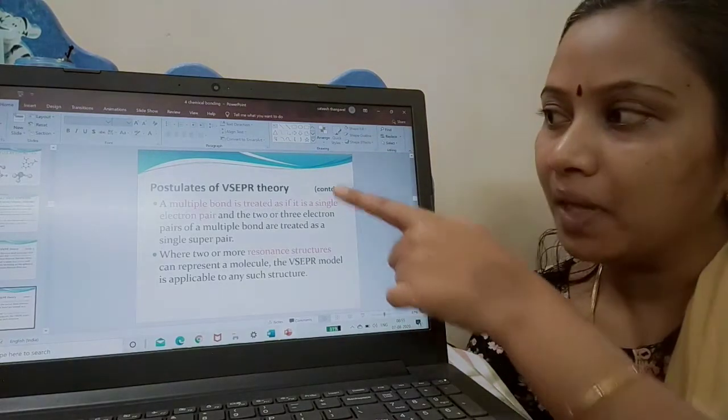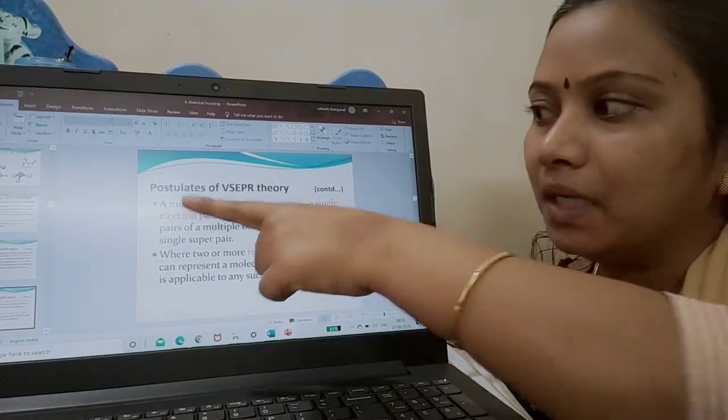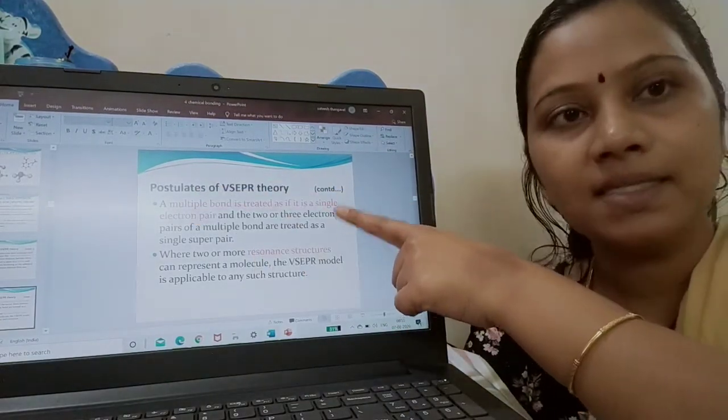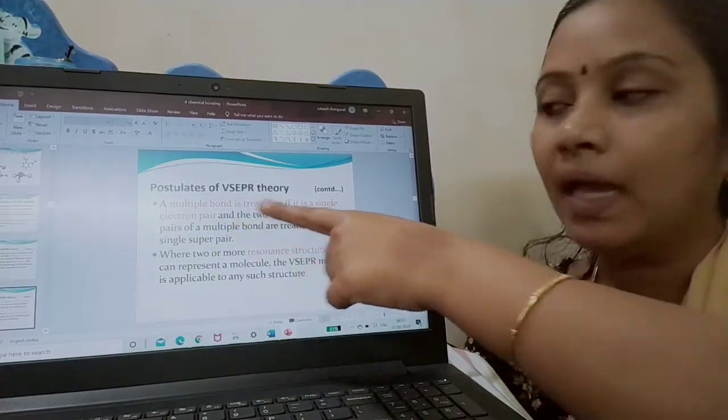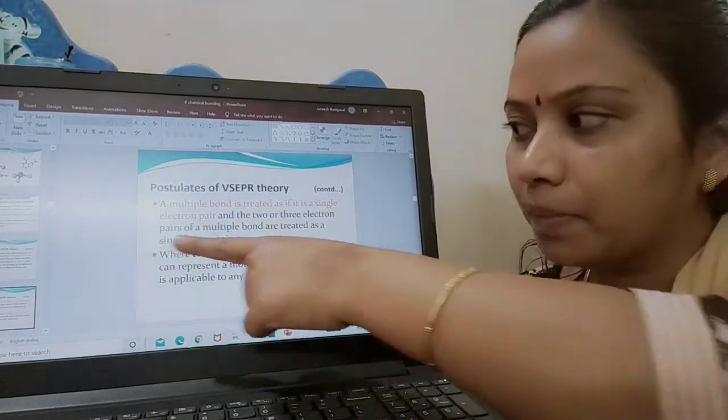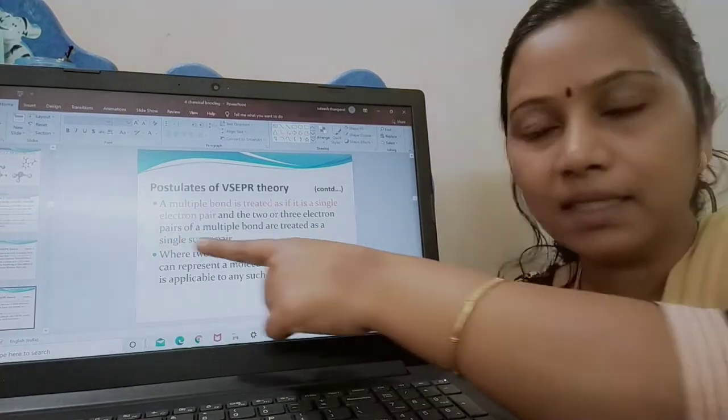Okay, clear? I am repeating this postulate. A multiple bond is treated as though it is a single electron pair. And what happens to 2 or 3 electron pairs of a multiple bond? They are treated as a single super pair.